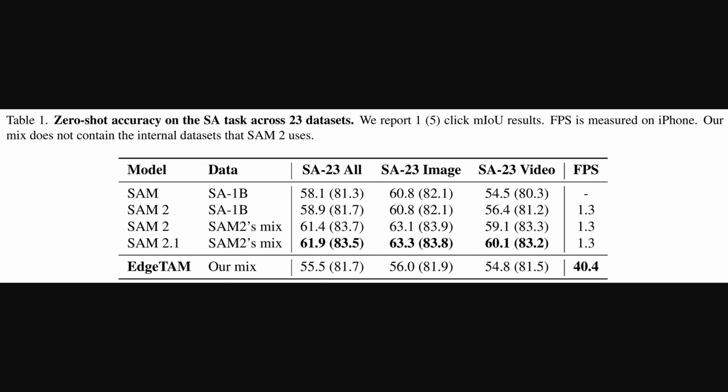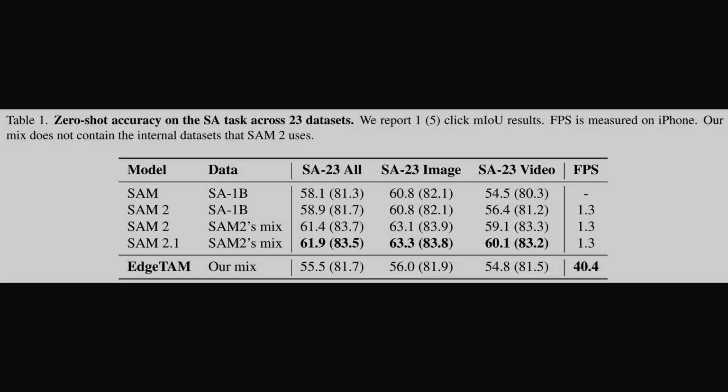While EdgeTAM's mIoU is comparable or slightly lower than Segment Anything Model 2 and 2.1, especially when they use their own data mixes, look at the FPS column, frames per second. EdgeTAM achieves an impressive 40.4 FPS on an iPhone, a massive leap from the 1.3 FPS of the Segment Anything Model 2 variants. This really highlights its efficiency.